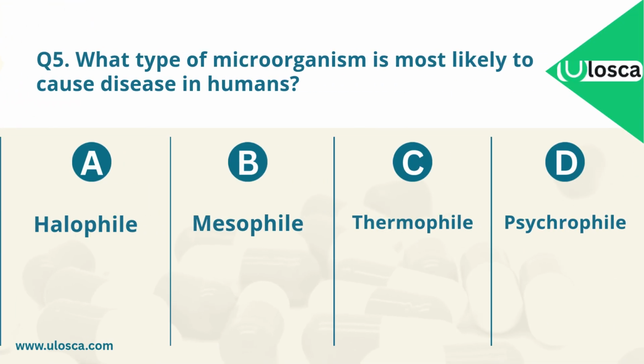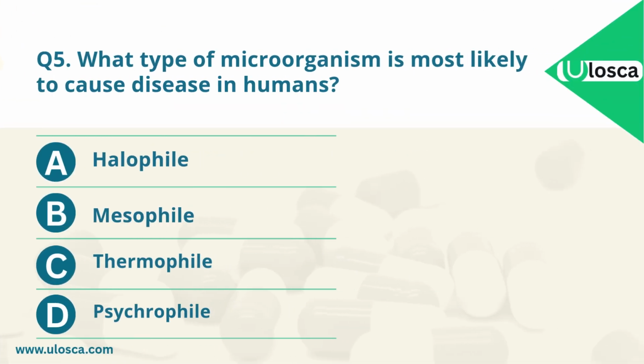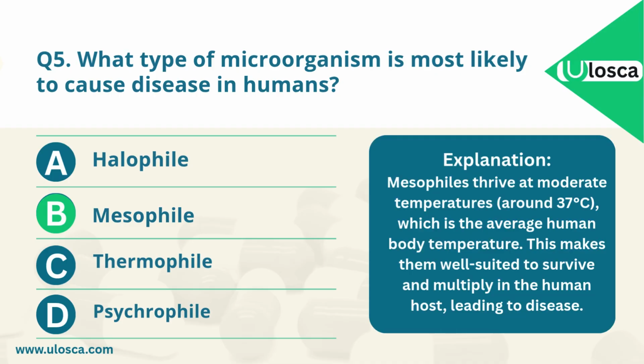Question 5. What type of microorganism is most likely to cause disease in humans? A. Halophile. B. Mesophile. C. Thermophile. D. Psychrophile. Which one is the correct answer? The correct answer is B. Mesophile. Explanation. Mesophiles thrive at moderate temperatures, which is the average human body temperature. This makes them well suited to survive and multiply in the human host, leading to disease.